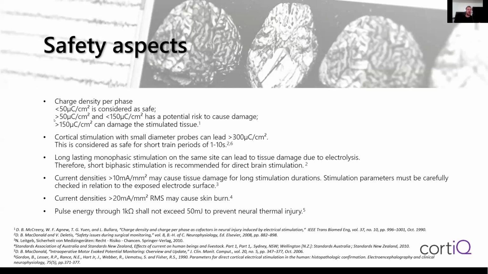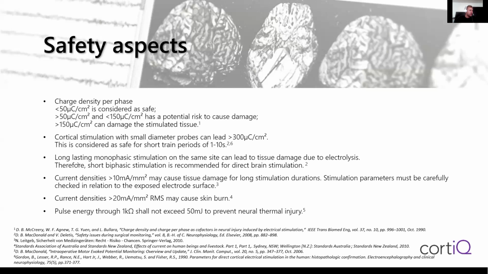And then the shorter the stimulation protocol is, the higher the charge density can be. Usually you can go up to 150 microcoulomb per square centimeter before you would experience stimulation damage for long-term stimulation. And if you are staying below 10 seconds, then for a short time you can also go beyond 300 microcoulomb per square centimeter.